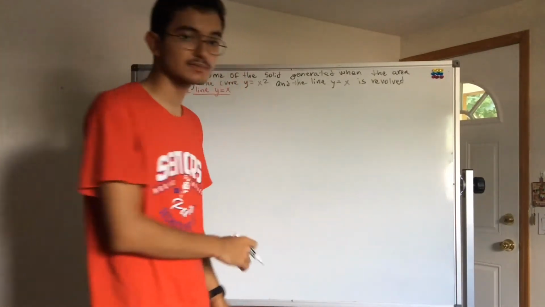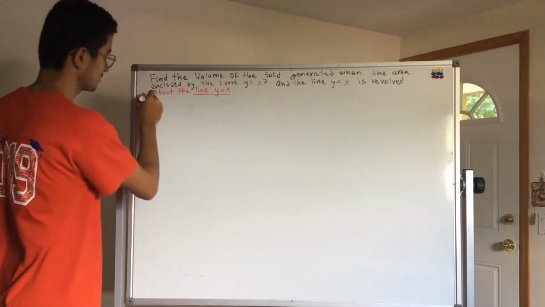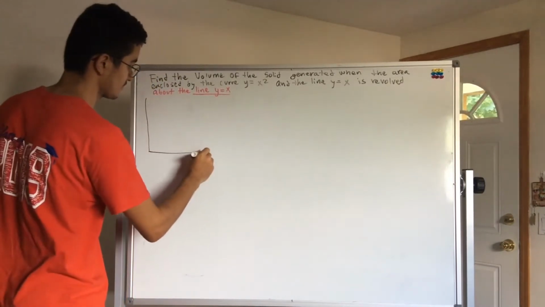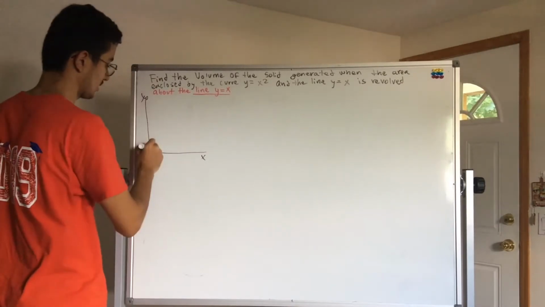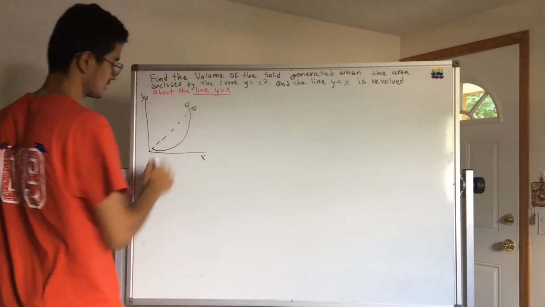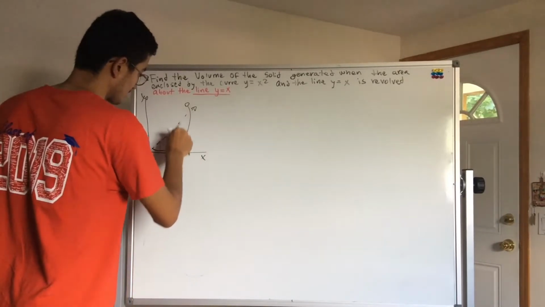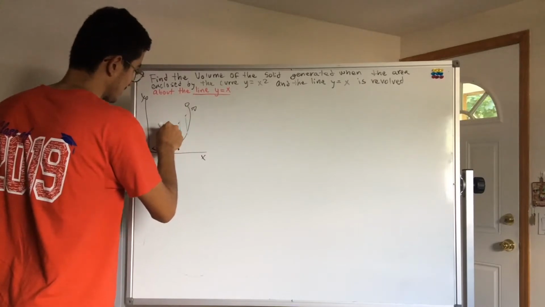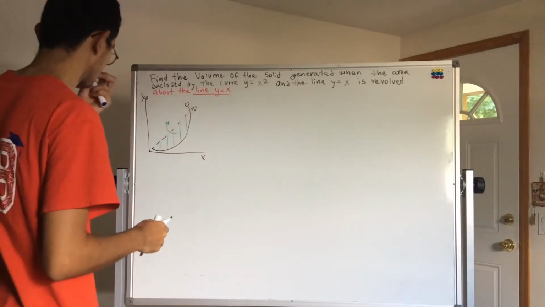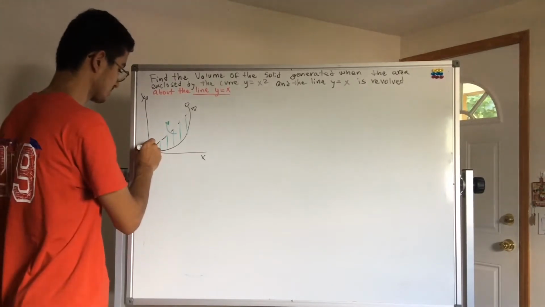Many confuse it with the x-axis. So let's make a quick sketch to see how this looks. We're going to have the y-axis and the x-axis, and we have y equals x and y equals x squared. So this over here is the area we want to revolve about that same line, the area that's enclosed between x squared and y equals x.